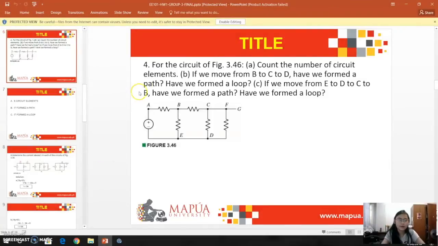Question number 4. For the circuit of figure 3.46, letter A, count the number of circuit elements. So, for us to know the number of circuit elements, we will count the number of nodes. 1, 2, 3, 4, 5, 6. 6 circuit elements.